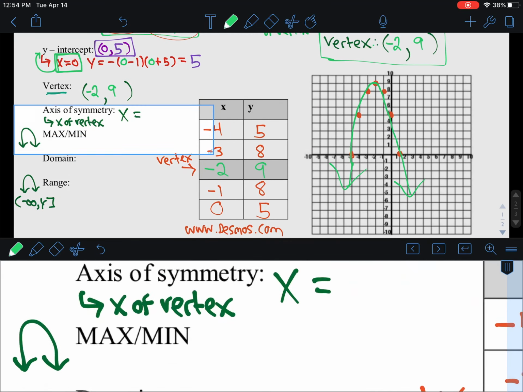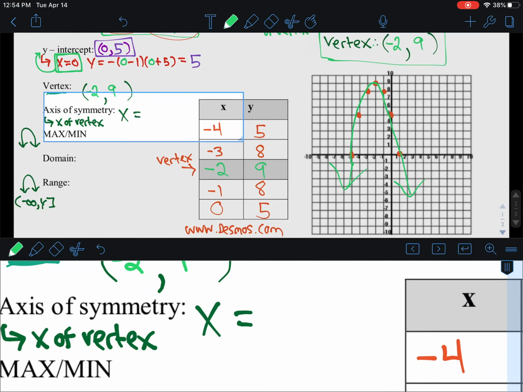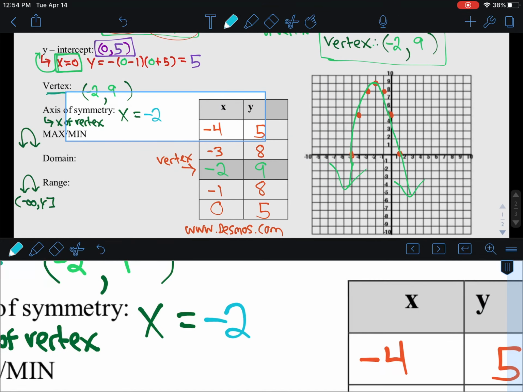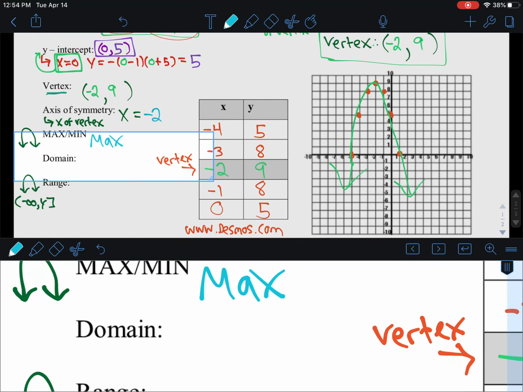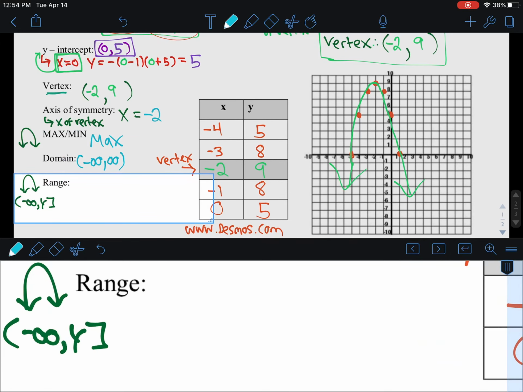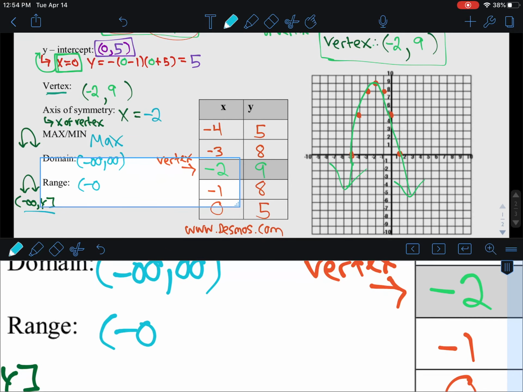They're also going to be asked a couple questions. Remember, the axis of symmetry is the x of the vertex, which in this case is negative 2. Is this a max or min? Well, it's opening down, so it's a max. Domain is always negative infinity to positive infinity. And since it's opening down, remember, this would be how the range goes. So it'd be negative infinity to my top y, which is 9.